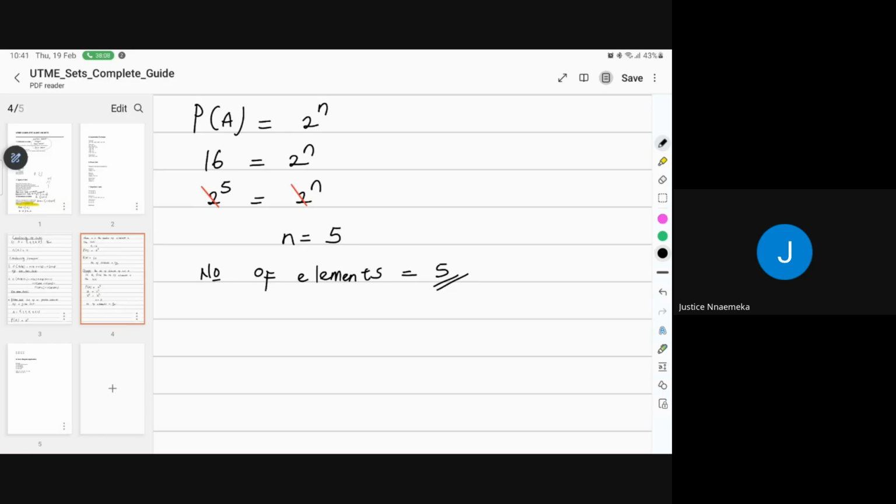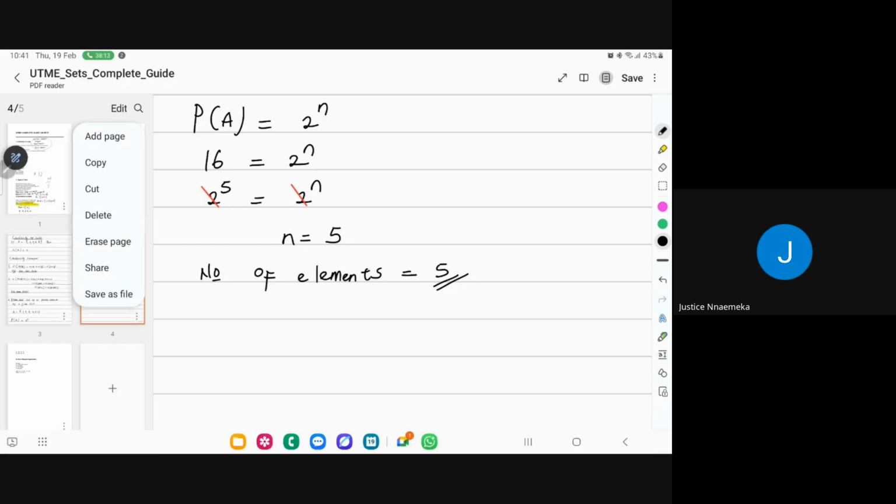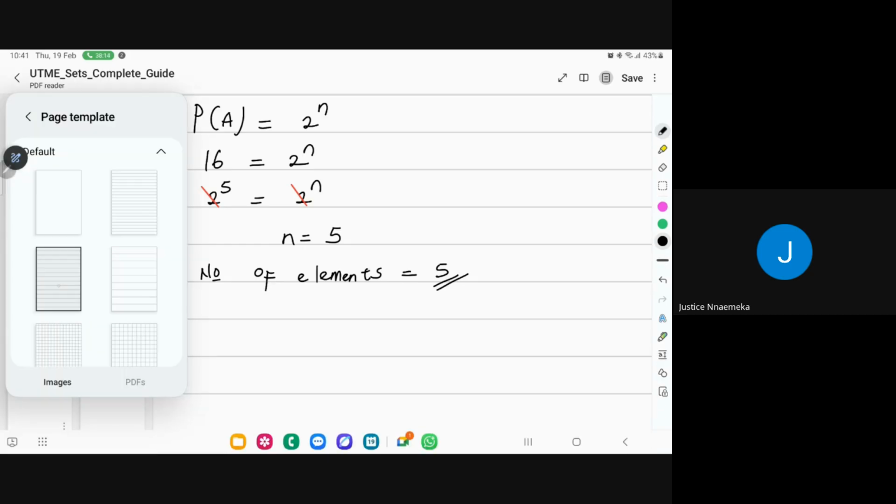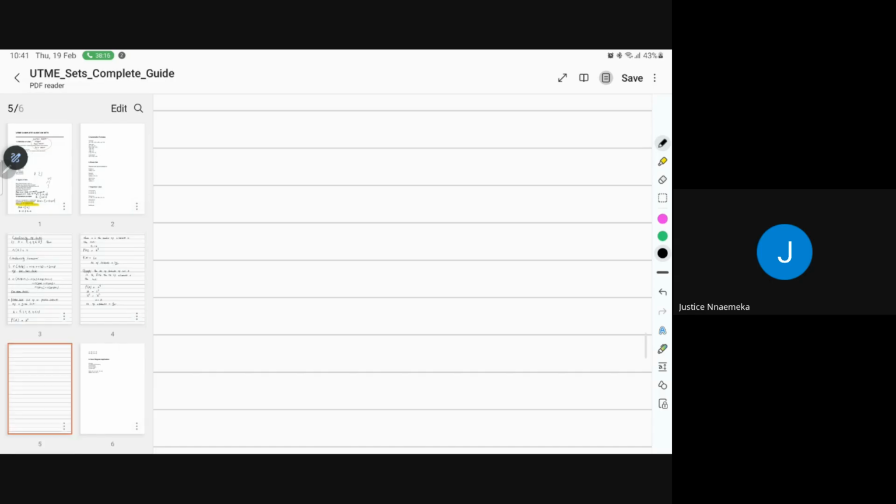Now let me talk about important set rules, right? There are some set rules we need to know. So, set rules.